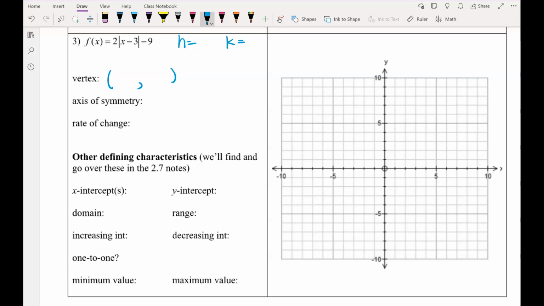Hey Slater, what's your h value, bud? 3, perfect. Calvin, what's your k value? Perfect. So students, put it together. Vertex would be what, comma, what? 3, comma, negative 9. Axis of symmetry, you have to have it as an equation, so make sure something equals something. Shay, what equals what? Perfect. Students, it's always x equals h. In this case, h is 3, so we're going to do that.